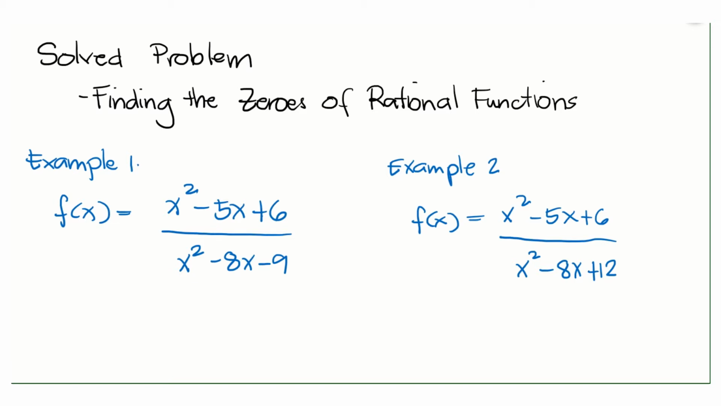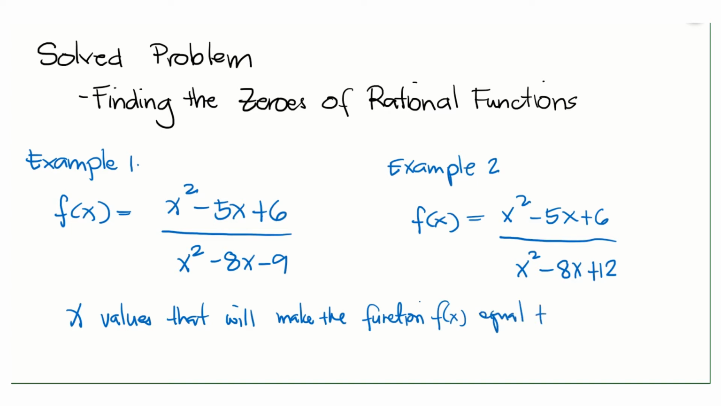So the zeros of rational functions are the numbers, these are the x values that will make the function, well, that is our f of x, equal to 0. So in short, we are looking for x where f of x will become equal to 0. And that's basically the main idea in finding the zero of a rational function. All we have to do is to set the function to 0.